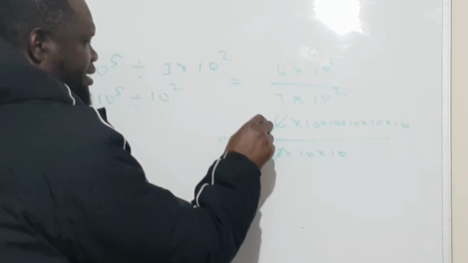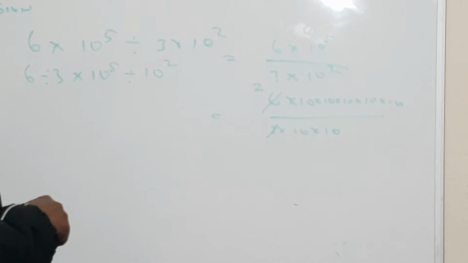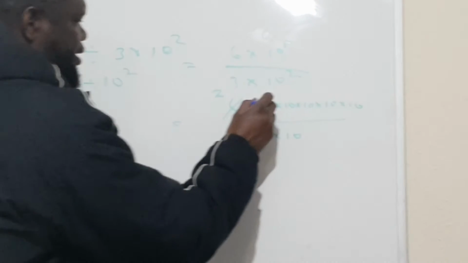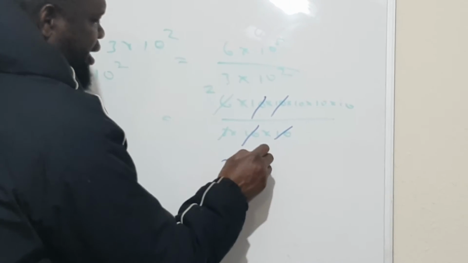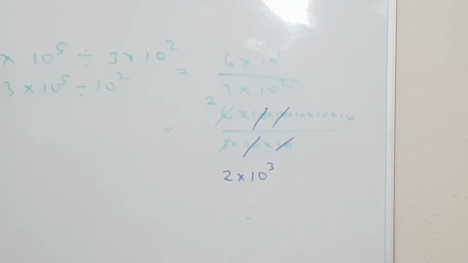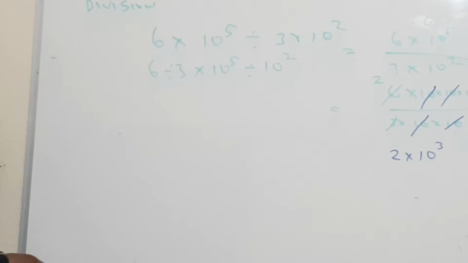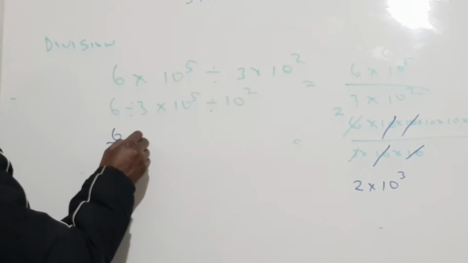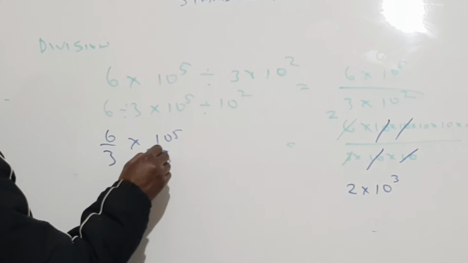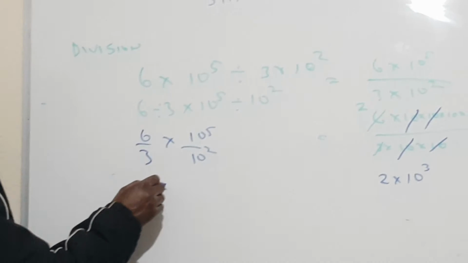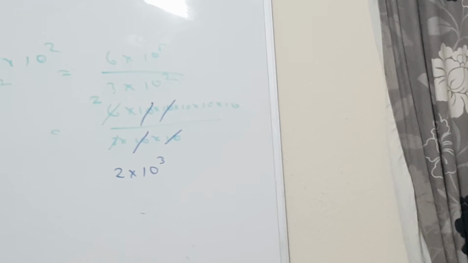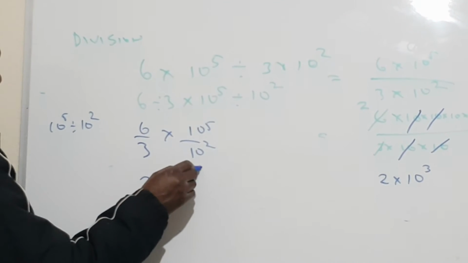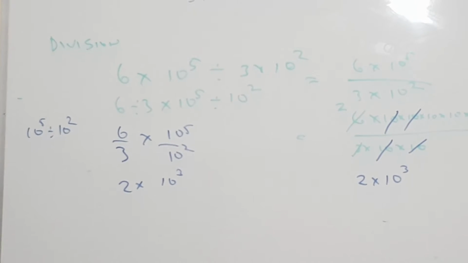So 3 can go into 6 how many times? 2 times. And this 10 cancels this 10, and this one too. What are you left with? 2 times 10 to the power 3. So we must do the same thing here also. Basically, it's 6 over 3 times 10 to the power 5 over 10 to the power 2. So this is 2 times 10 to the power 5 divided by 10 to the power 2, which is 10 to the power 3. Okay, that is division.